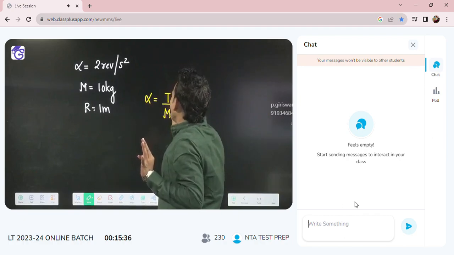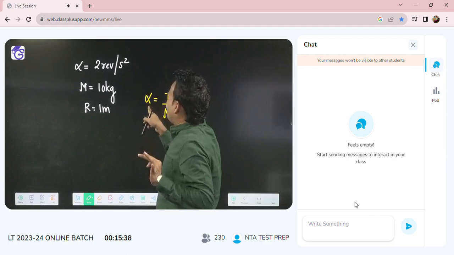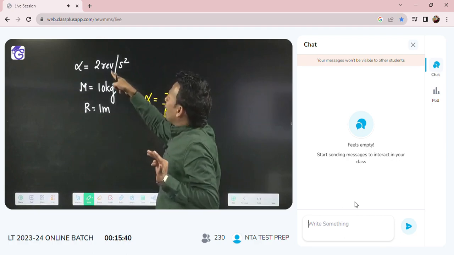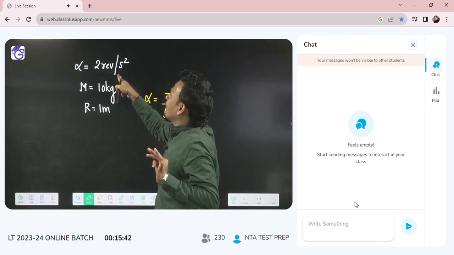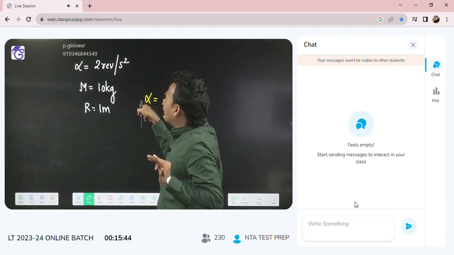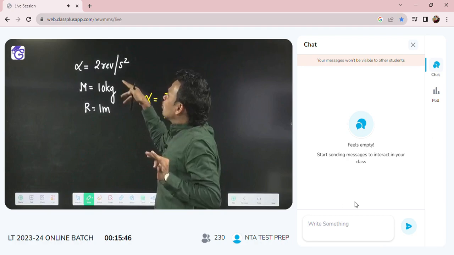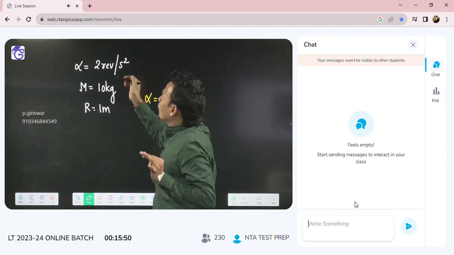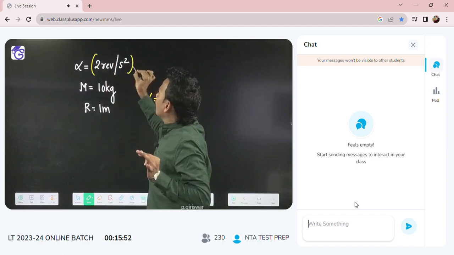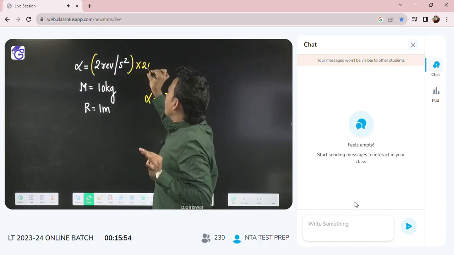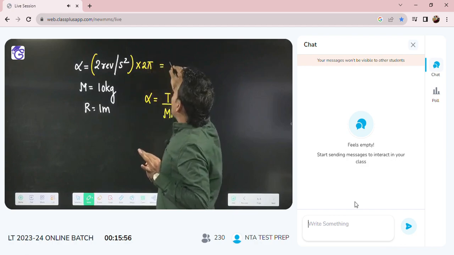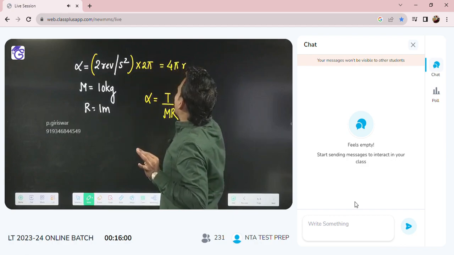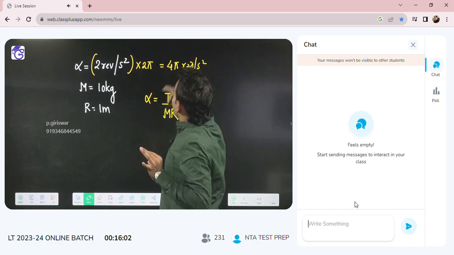But always be careful with alpha. The SI unit of alpha is not revolution per second square. You cannot use this value here. You have to convert into radian per second square. 1 revolution means 2 pi radian. So 2 revolutions, in order to convert into radian, multiply with 2 pi. So that will become 4 pi radian per second square.